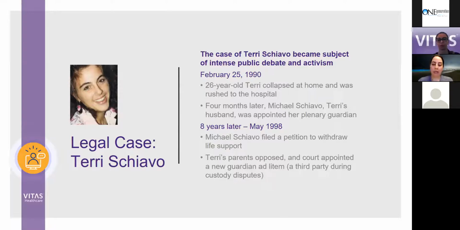In June of 1990, Michael Schiavo, Terri's husband, was appointed the plenary guardian by the court. In July 1991, Terri was transferred to a nursing facility where she was briefly provided physical therapy. On February 14, 1993, Michael Schiavo and Terri's parents had a disagreement over the course of her care and the use of her trust fund to provide the therapy. In May of 1998, Michael Schiavo filed a petition to withdraw life support. Terri's parents opposed, and the court appointed a second guardian.